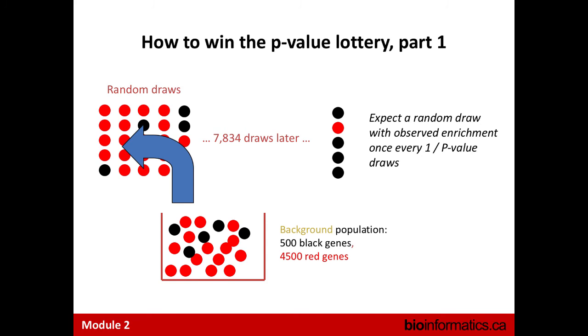Yes, but that's when you do one draw only. If you have the right to test again and again and again, maybe 10,000 times, you are going to get the 4 black balls and the red ball. So even if it's unlikely, you can get these results. That's why we need to correct for multiple tests.